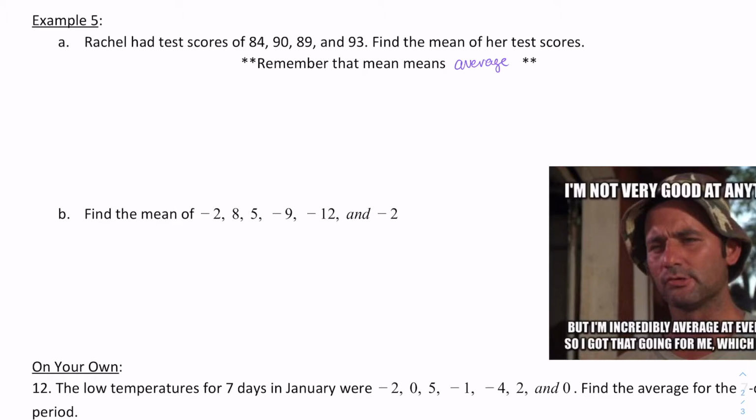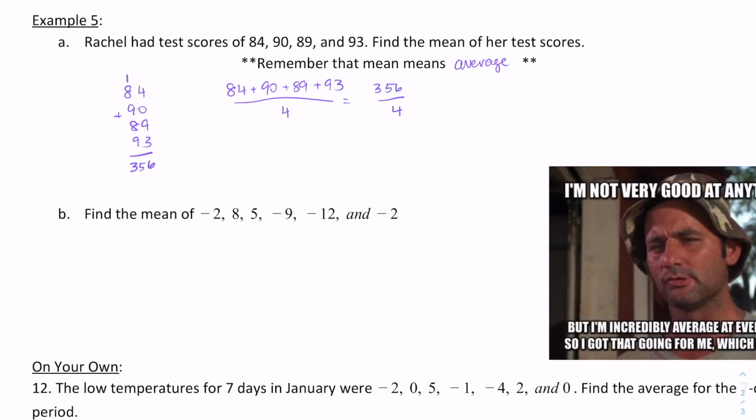So in this problem, let's add up all of our test scores. I have 84 plus 90 plus 89 plus 93, and I divide this by 4 because there are 4 tests, right? If I add them all up, I don't want to do this in my head. I don't think I can, so I'm going to show my work. 16, 9, 18, 26, 35, I think. So I get 356 to be the sum on top, over 4.